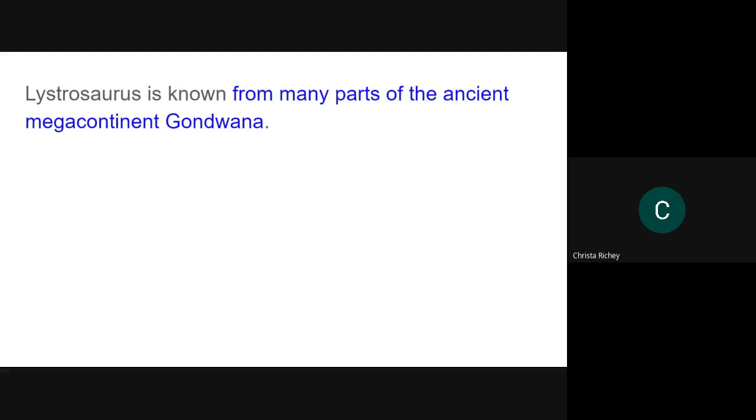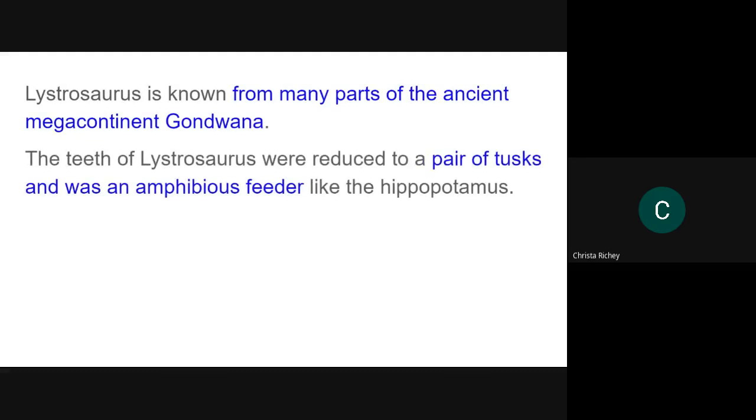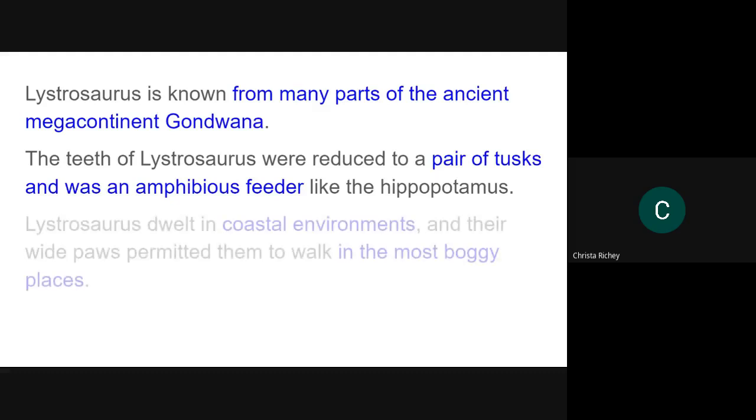So Lystrosaurus, this is this big, ugly hippo thing. It had 2 tusks, but they weren't used for chewing. Nobody really knows why they had them. Very, very similar to hippos, although hippos are unbelievably mean. Hippos killed more people than crocodiles do.